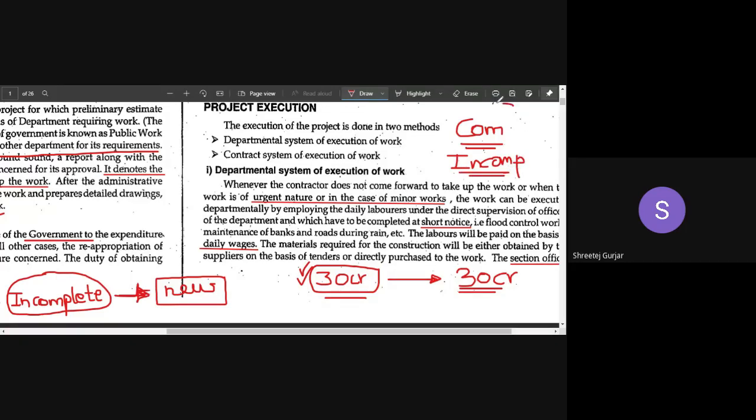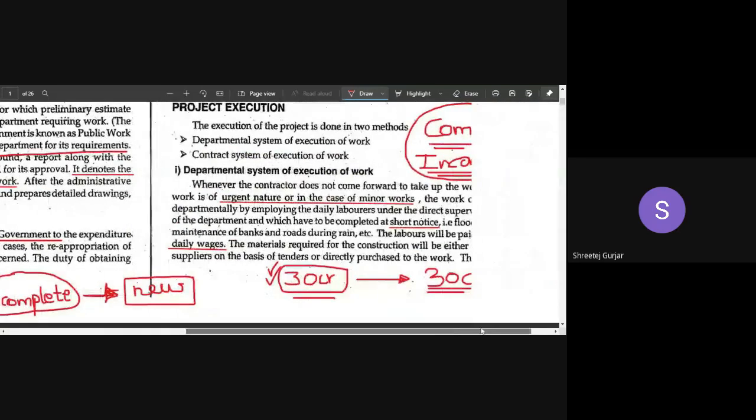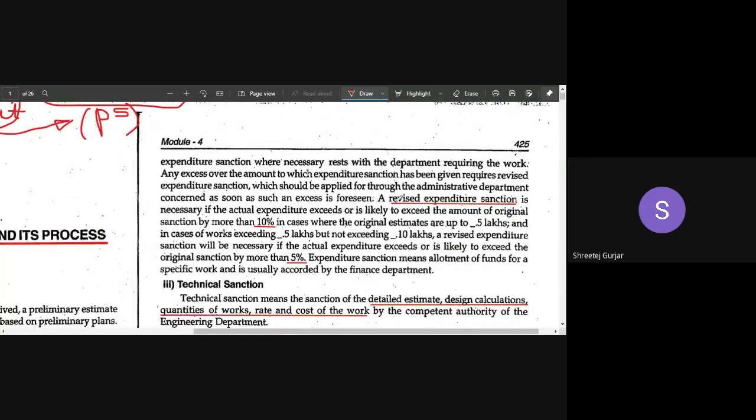Okay, in these two conditions, what we need to do is, we need to go for a revised sanction to the financial department again. We need to go for a revised sanction whenever your work is crossing the allotted funds, or whenever your work is incomplete and it needs more funds for completion, right? Then we need to take one more approval. Once more, we have to take the approval of the financial department. So that is known as a revised sanction. Okay, so you can read here, a revised expenditure sanction is to be taken.